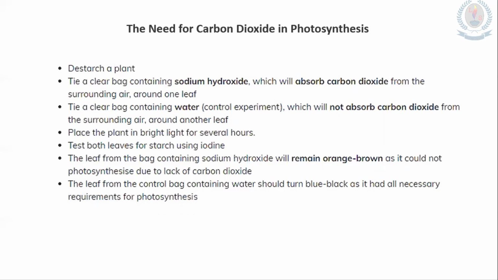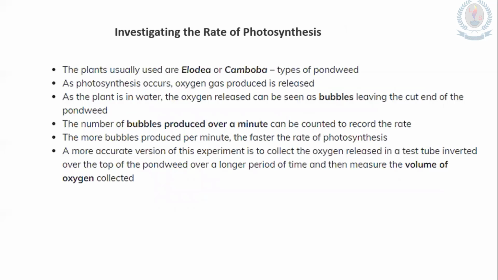So the observation will be that the leaf in the bag containing sodium hydroxide or potassium hydroxide will remain orange-brown or yellowish-brown, because it could not photosynthesize due to the absence of carbon dioxide. But in the control setup, the color changes from yellowish-brown to blue-black, because carbon dioxide is available and photosynthesis happens. Now we will see how to investigate the rate of photosynthesis.